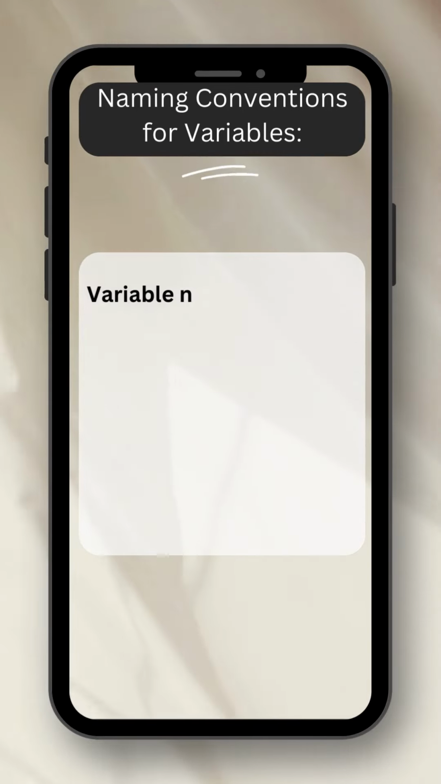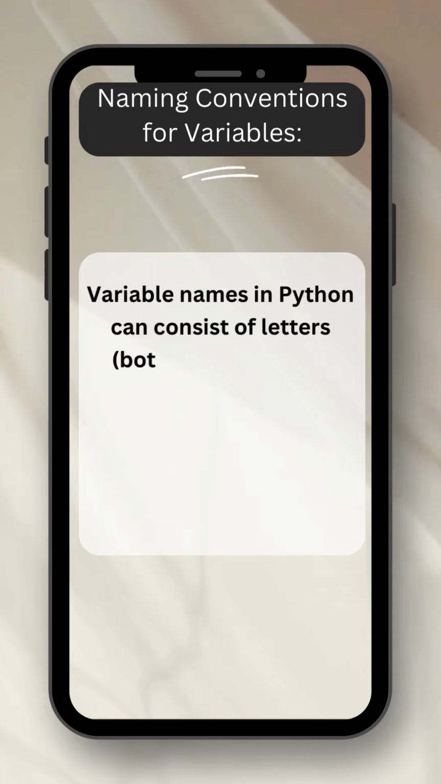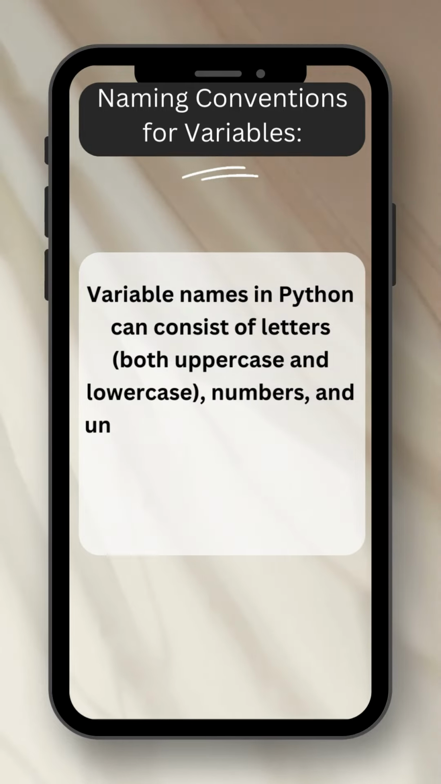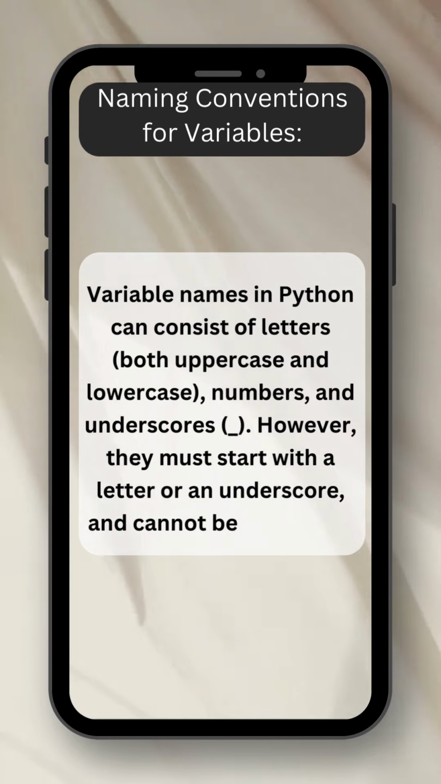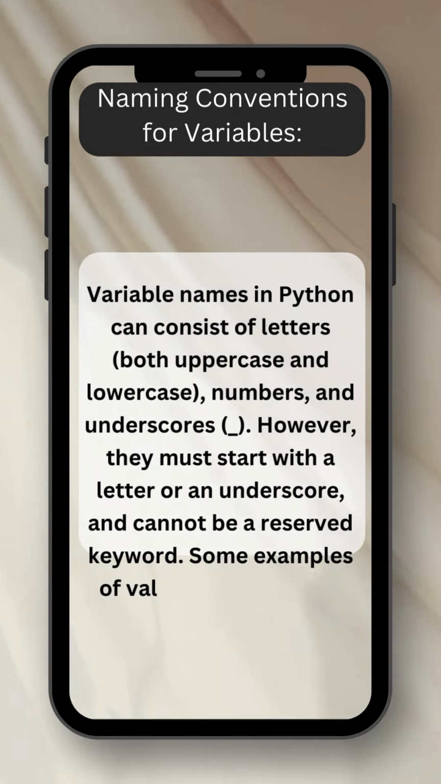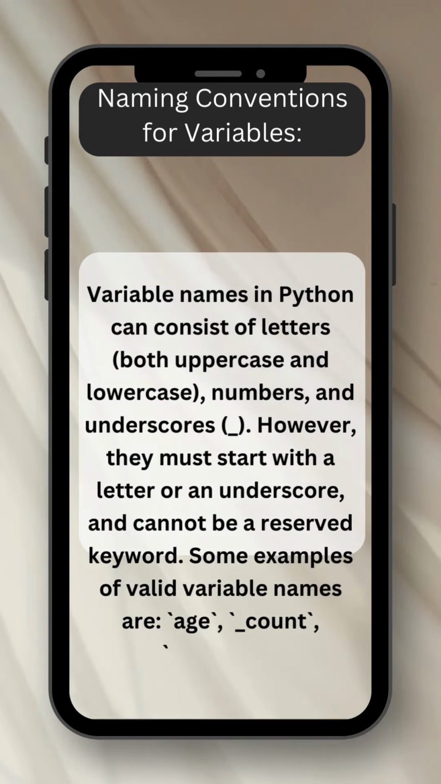Naming conventions for variables. Variable names in Python can consist of letters, both uppercase and lowercase, numbers, and underscores. However, they must start with a letter or an underscore, and cannot be a reserved keyword. Some examples of valid variable names are h, count, i, bar, un.